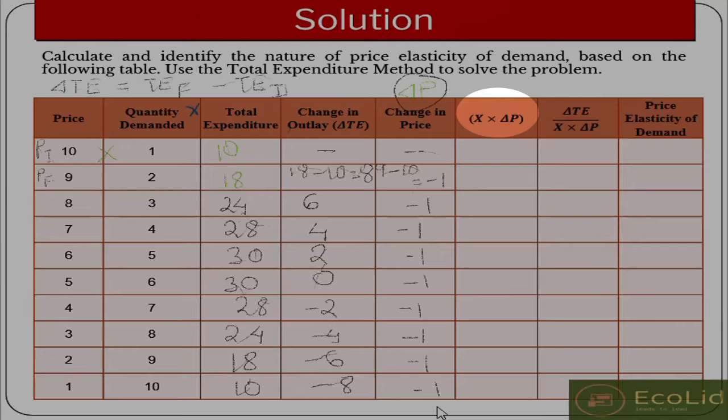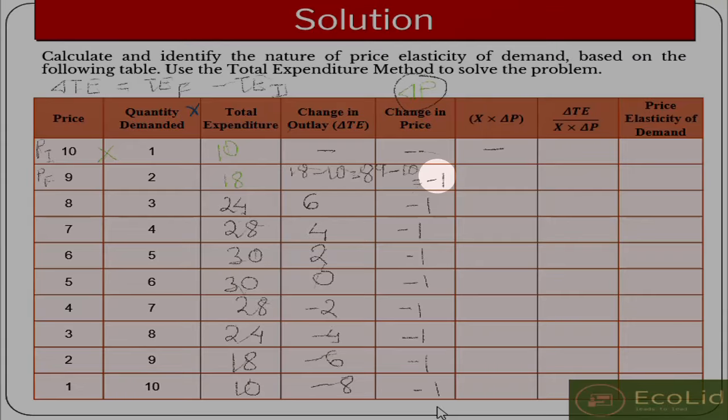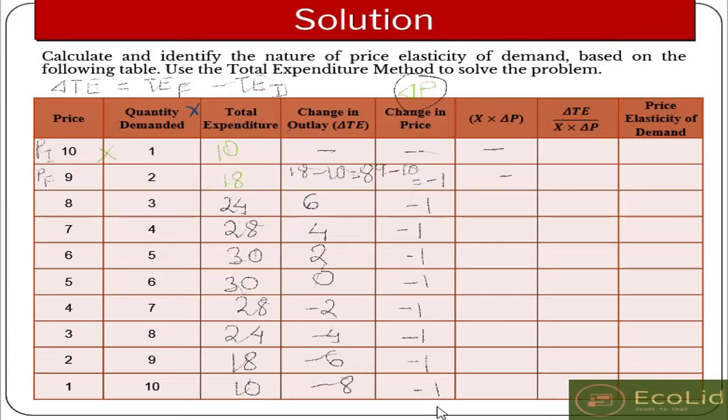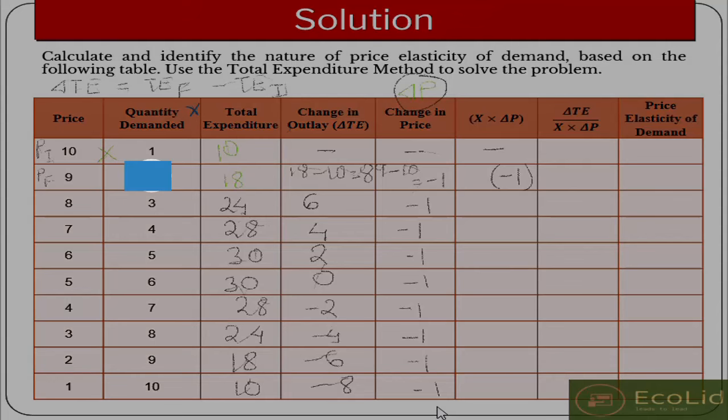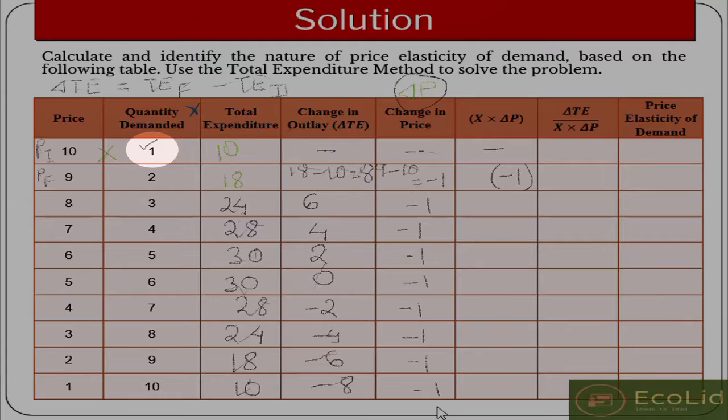Now x into del P, again for the first row we will ignore it. Let us look at the values from the second row onward. So for the second row, how will we calculate? We will multiply the del P. We know the value of del P, which is minus 1. We will multiply it with whom? The x. Which x? Should we take this x too? No. Here the x will be the initial x, means from where we are calculating it. So here it will be 1.